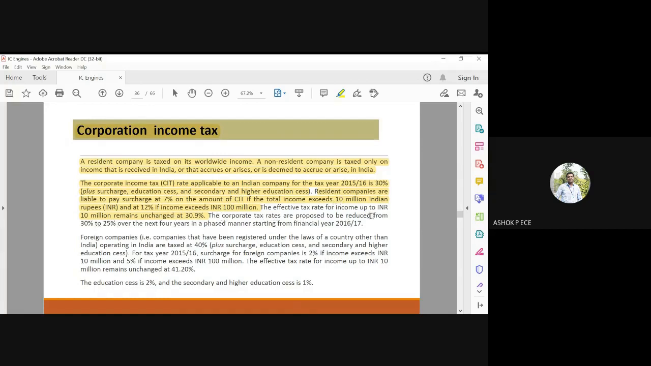The corporate tax rates are proposed to be reduced from 30 to 25% over the next four years. So this was proposed to be reduced in a phased manner. Phased means in a gradual manner, from 30 to 25 over the next 4 years, starting from 15-16. So 16-17 it will be 29, 28, 27, 26, and 25. So in 4 years, they plan to reduce it to 25 percent.